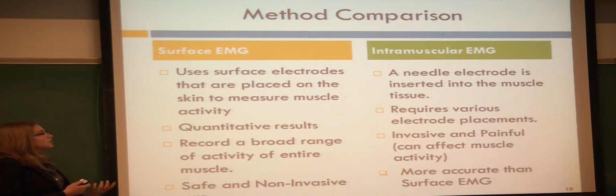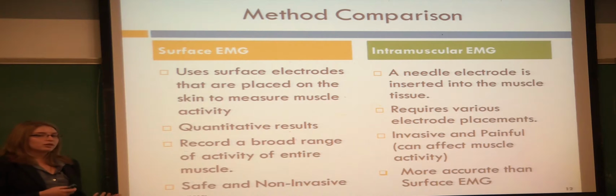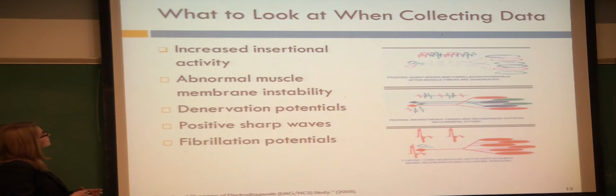Intramuscular EMG, on the other hand, is a needle electrode inserted directly into the muscle tissue, and you use several of these. So it can be quite painful and very invasive, and it can affect how the muscle reacts during your testing. So it's not always the one that you want to use first necessarily. It's a lot more accurate than the surface EMG though, which is why it's the gold standard for comparisons.